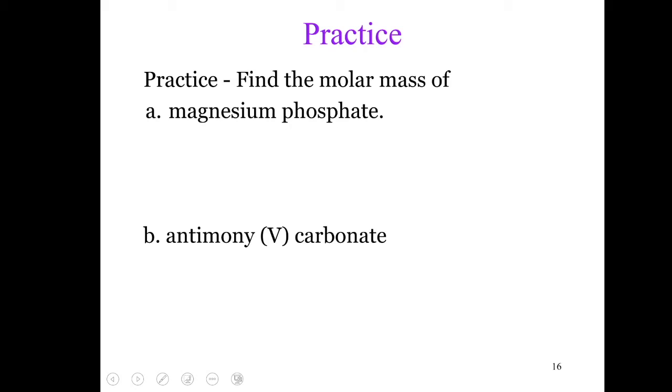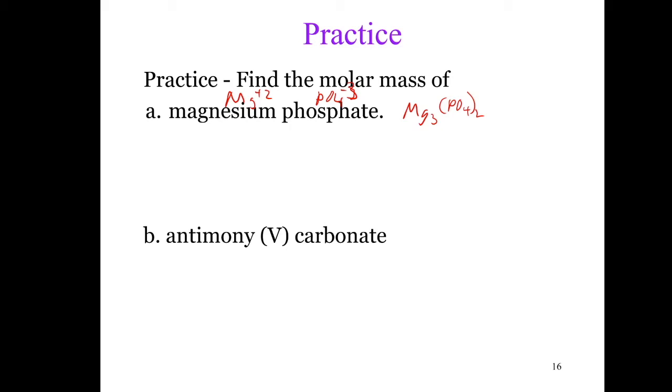So we're going to go ahead and find the molar mass of 2 different things. We got magnesium phosphate and antimony(V) carbonate. The first thing you have to do is figure out the chemical formulas for those. These are both ionic compounds, so you're going to have to do some charge balancing. Magnesium is Mg, with a charge of +2, phosphate is PO4, with a charge of -3. So we're going to end up with a formula of Mg3(PO4)2, so that we have a +6 and -6 that cancels out.